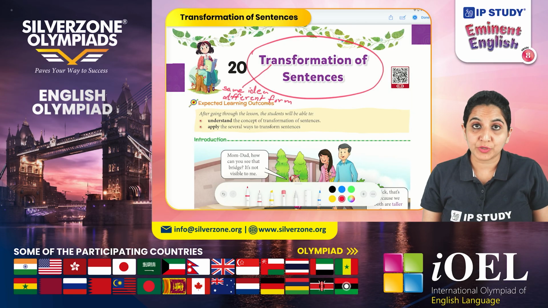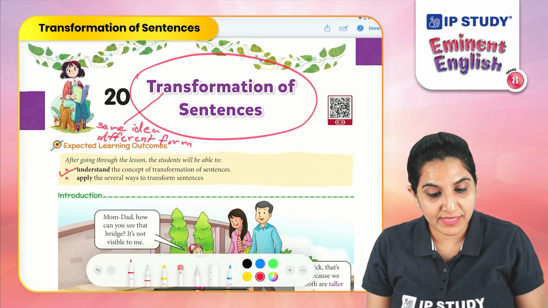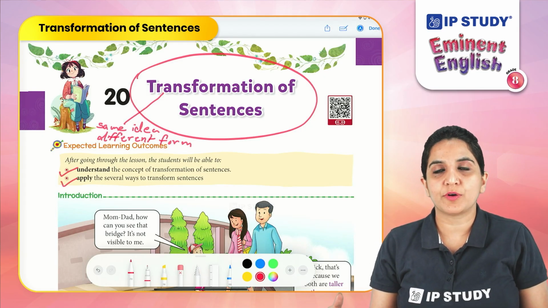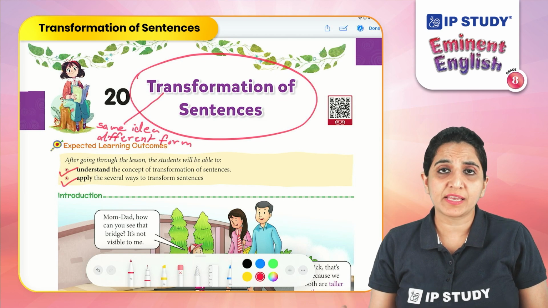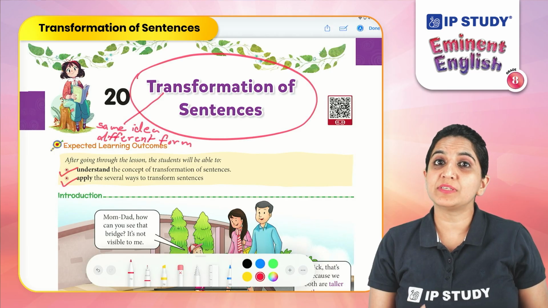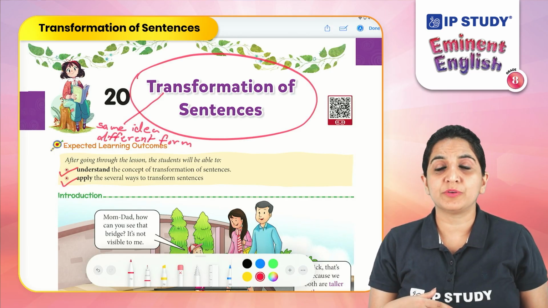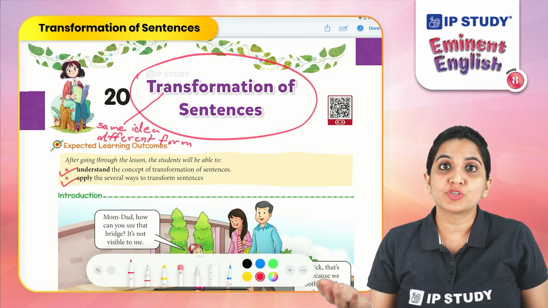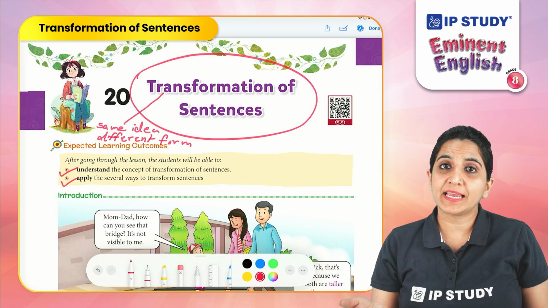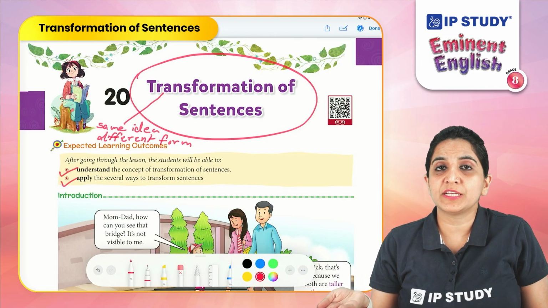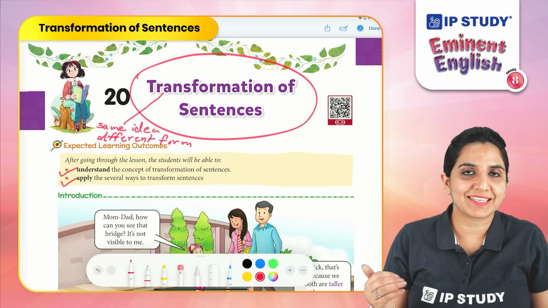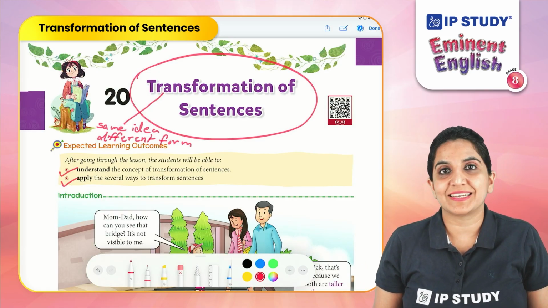By the end of this lesson, you will be able to understand the concept of transformation of sentences, and apply the several ways to transform sentences. That means there are several ways to speak a sentence without changing its meaning. You're using the same meaning, the same idea, but you are just changing your way, right? So, for example, we use a certain verb in a subject. Similar verb in the next form, we can change it into a noun or into an adverb. So these are different ways. Let us study them. Before we go further, let us discuss this example.